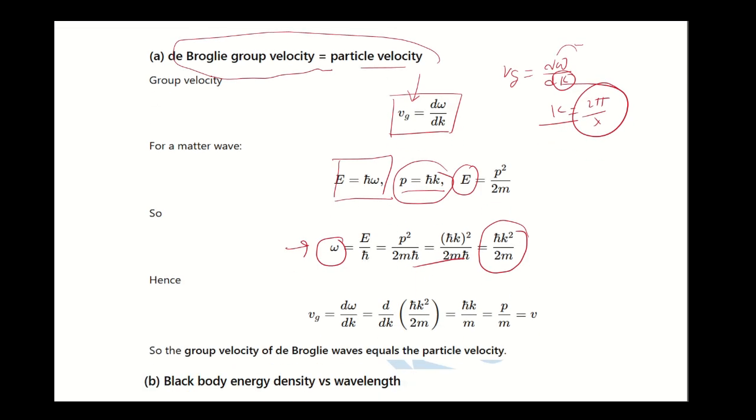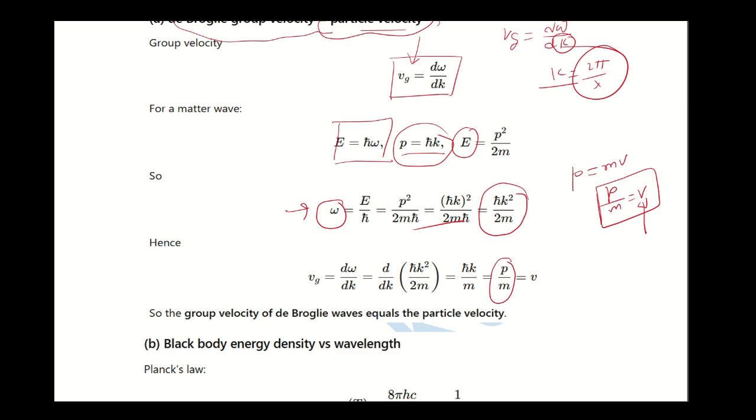And then differentiating omega with respect to k, we get h cross k by m, so p by m. p is the linear momentum, m times v. Therefore p by m is nothing but v, the velocity of the particle. So de Broglie group velocity is equal to the particle velocity. So the group velocity of the de Broglie wave is equal to the particle velocity. Proved.